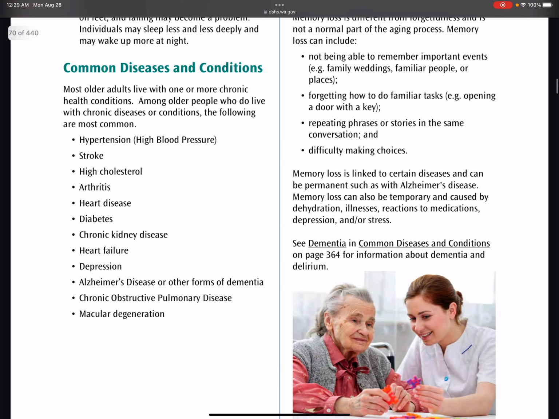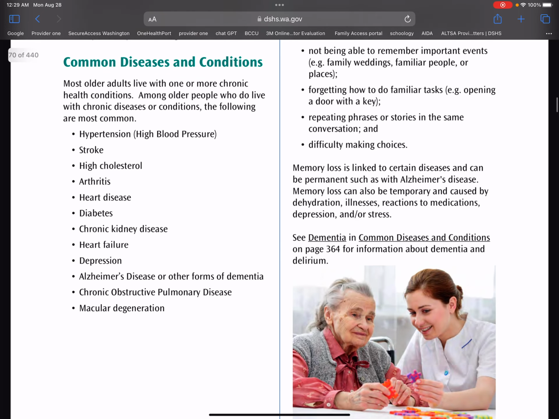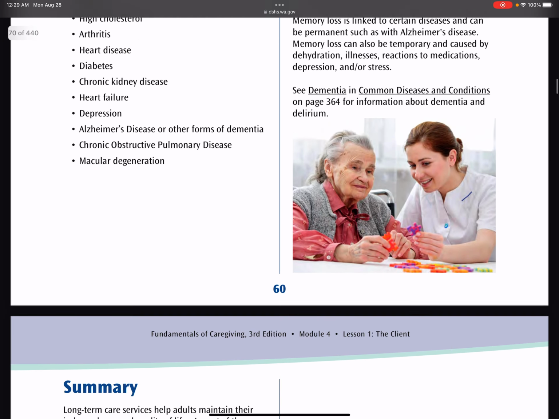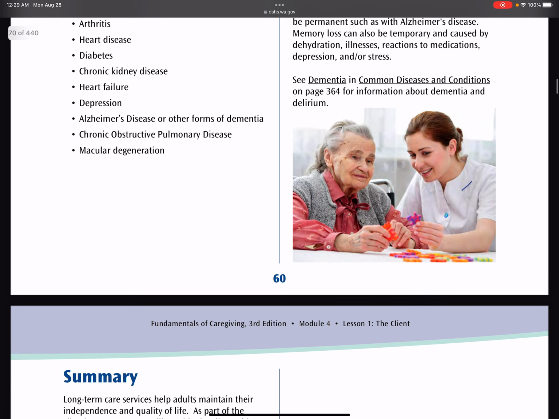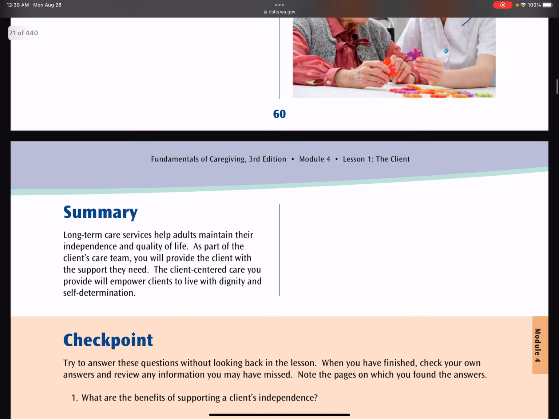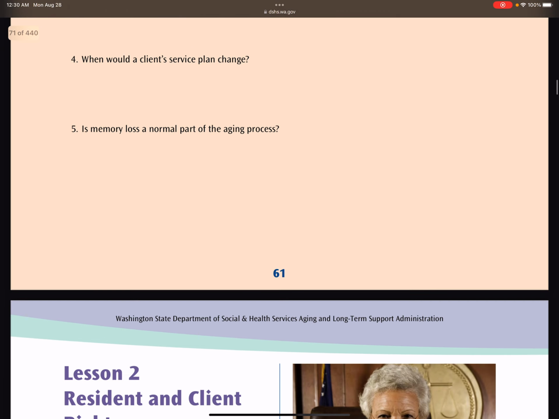Thank you. We finished this section. Now let's go to the next section. If you want to know more about dementia, you go to page 64 on your book. It shows you a nice summary about it.